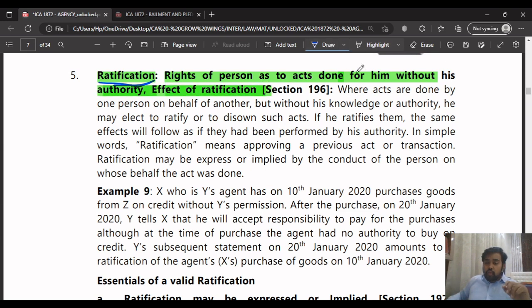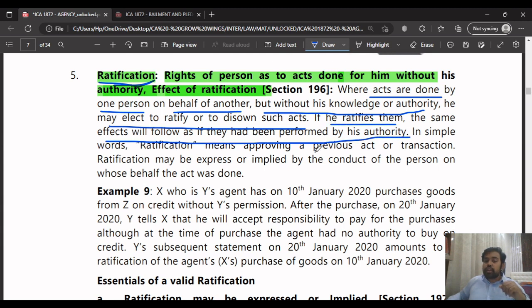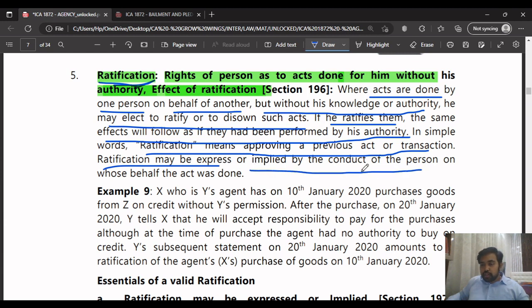What does it say? Where acts are done by one person on behalf of another, but without his knowledge or authority, he may elect to ratify or to disown such acts. If he ratifies them, the same effects will follow as if they had been performed by his authority. In simple words, ratification means approving a previous act or transaction. Just like I said, to approve, to give consent for the previous act or transaction. Ratification may be expressed or implied by the conduct of the person on whose behalf the act was done.